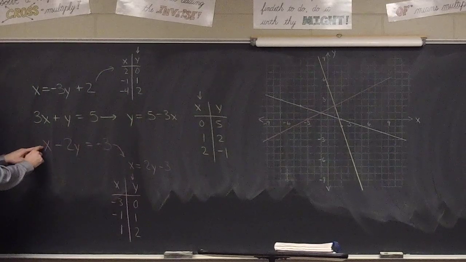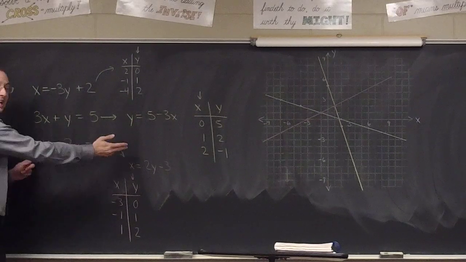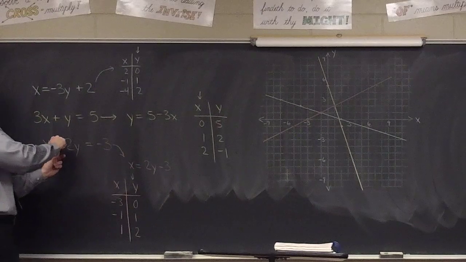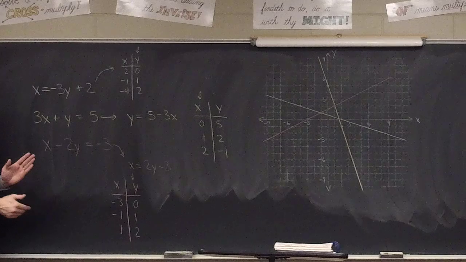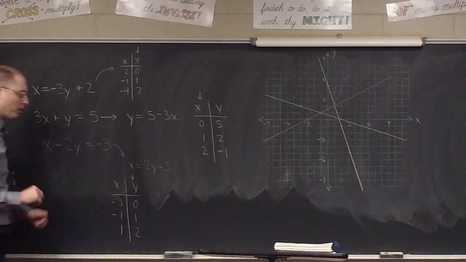Here, the X is easier to get by itself. Don't move it though, it'll become a negative X. Ditch the negative 2Y as a positive. Now the X, a plain old ordinary X, is by itself. Does that make sense? I think we need to do one more just to make sure we're good.